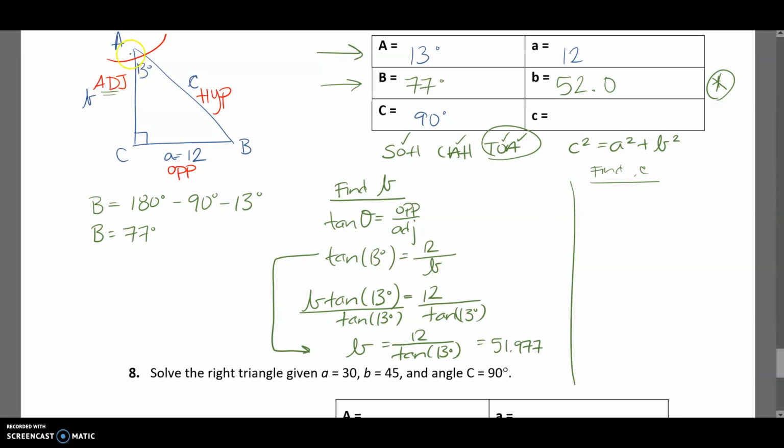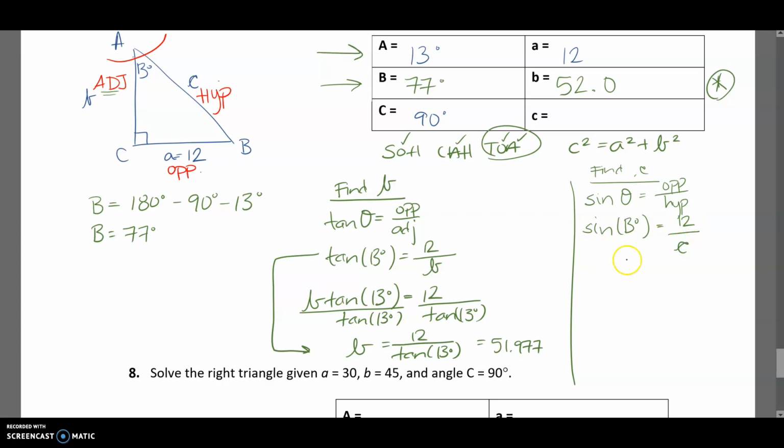Again, I know angle A and the opposite side. If I want to find side C, that's my hypotenuse. The trig ratio that has hypotenuse and opposite side in it is the sine function. From your formula sheet, sine of an angle is opposite over hypotenuse. So sine of 13 degrees is opposite side, 12, over the hypotenuse, c.